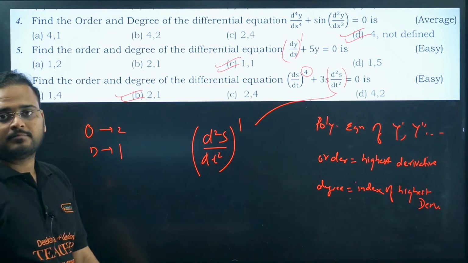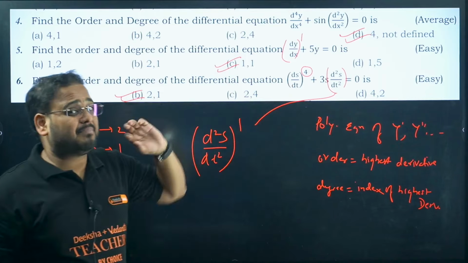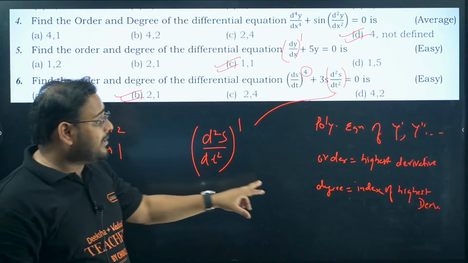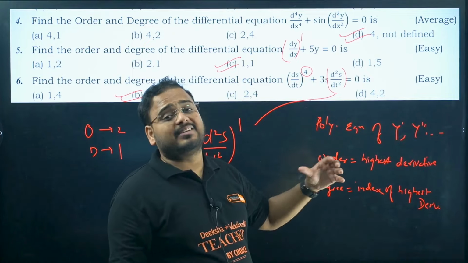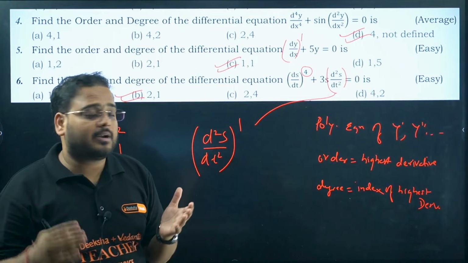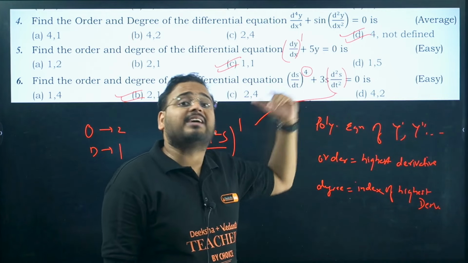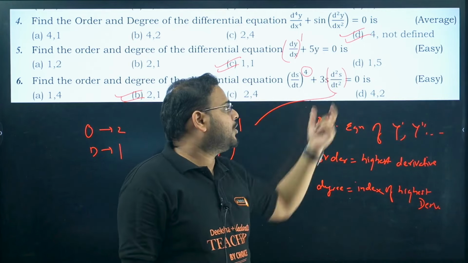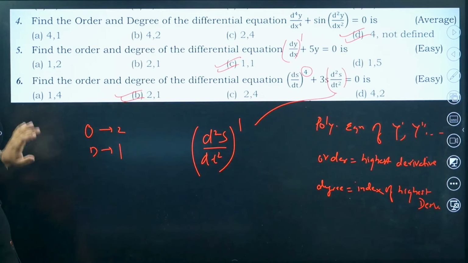B. If you're confused, why not 2 and 4? Because 4 is the highest power. It's not the degree. Degree means the index of the highest derivative. Degree means the power of the highest derivative, not the highest power. Listen to me. Degree is not the highest power. Degree is the power of the highest derivative. So the power of the highest derivative is 1. Hence option B is correct.